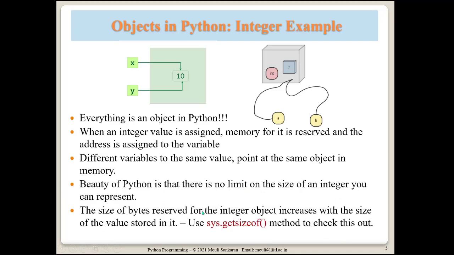Okay, good. There are many methods defined in each of the built-in data types. Integer also has some built-in methods, and there are many other built-in data types, like string. We will cover them one by one.